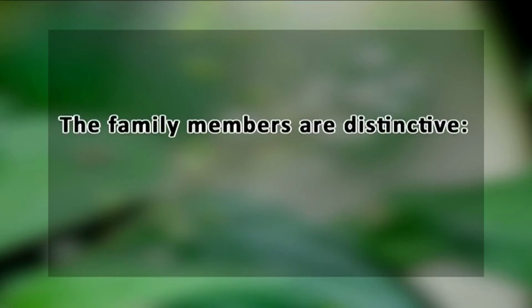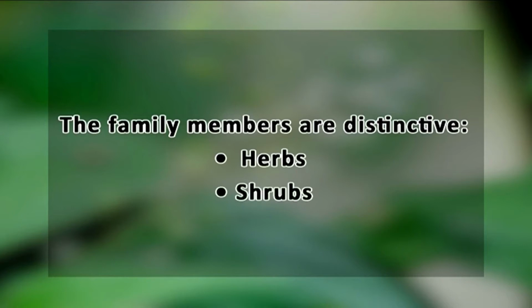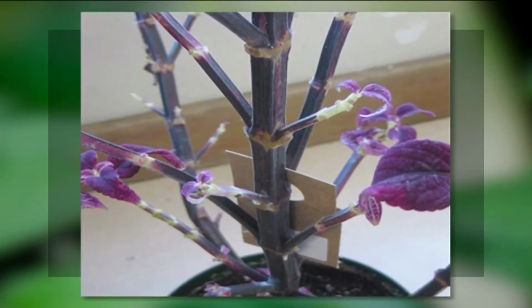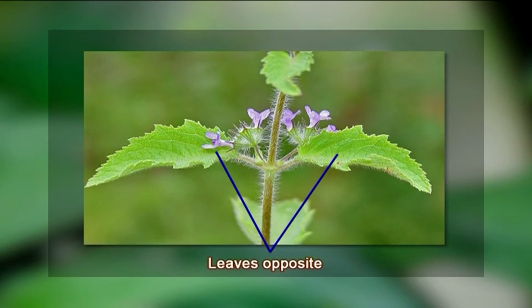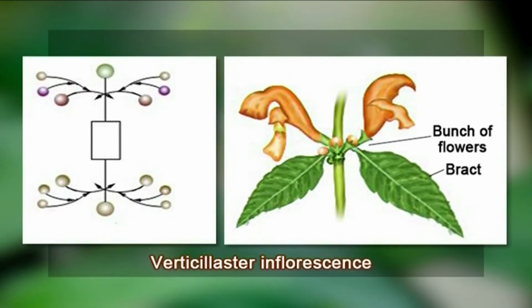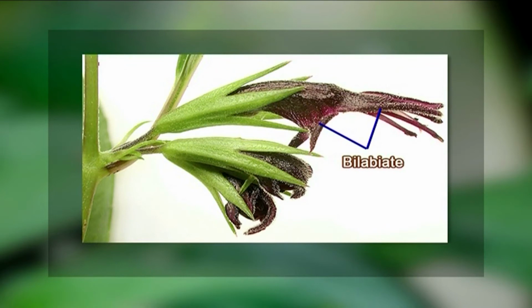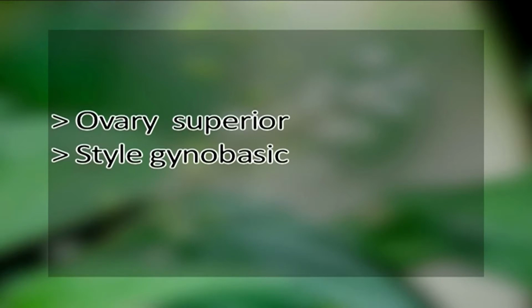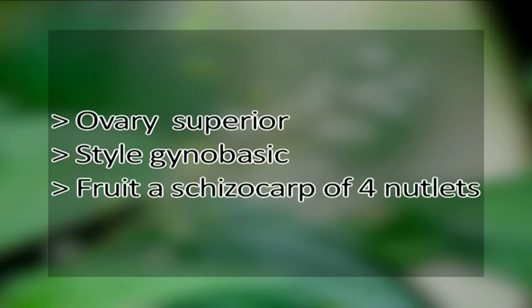Now let us discuss the unique features of this family Lamiaceae. The members are distinctive in being either herbs or shrubs. They are often aromatic with ethereal oils. They are also having stems which are four-sided. The leaves are opposite and the inflorescence is characteristically a type called as verticillaster. The flowers are zygomorphic and usually bilabiate. Ovary is superior and the style is gynobasic. And lastly, the fruit is a schizocarp of 4 separate nutlets.